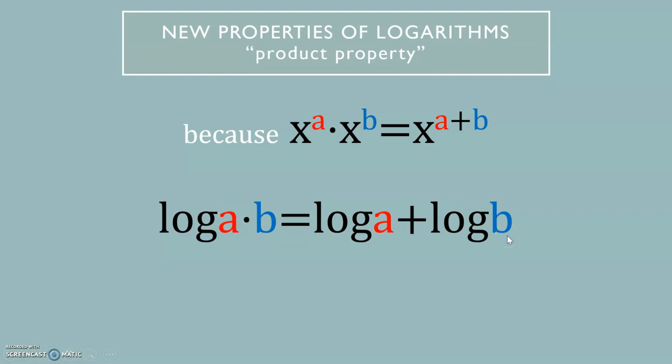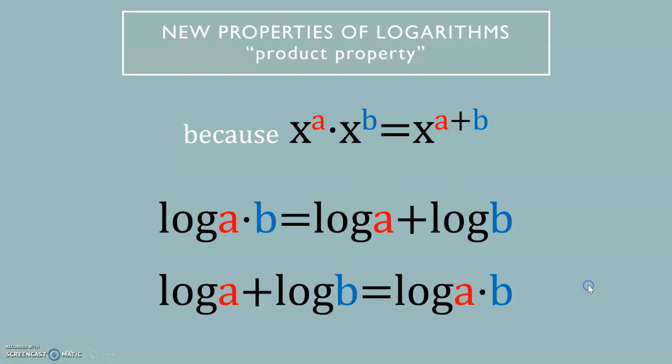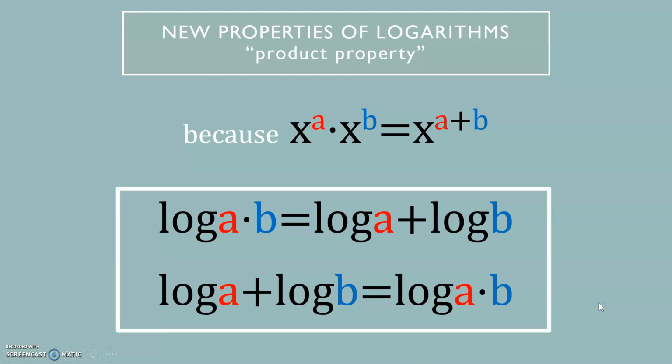Don't forget, a logarithmic expression is an exponent. It's a different way to write an exponent, so we are adding the exponents. The same property is true the other way. If we have two logarithms with the same base that are added, we can condense by multiplying the arguments.